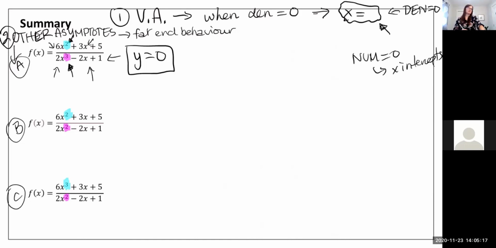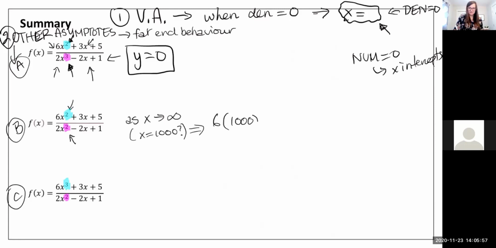That leaves us with the last two cases. So what if the degrees are equal? I want you to take your calculator and say you plug in 1,000, but we're not going to do it for everything, because we can kind of imagine that x squared is so much stronger than x. So as x gets really large, I'm going to just try x equals 1,000 maybe. What happens then? Well, I'm going to have 6 times 1,000 squared plus a bunch of stuff over 2 times 1,000 squared and so on.